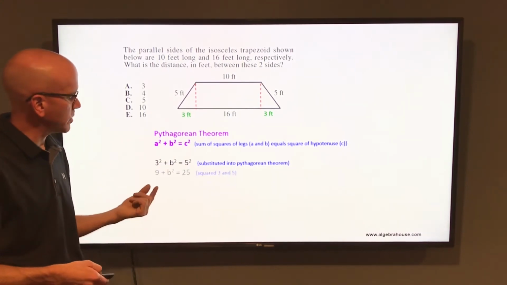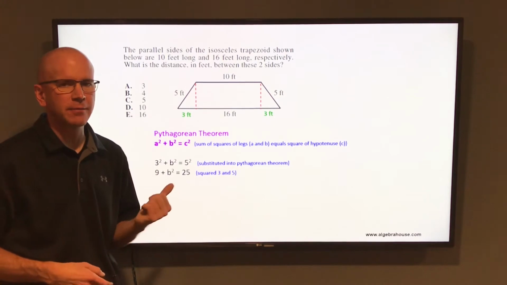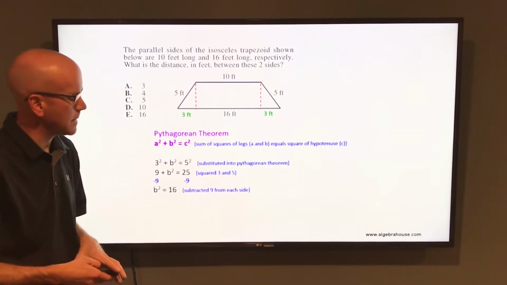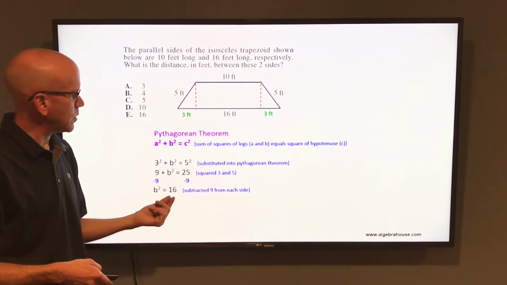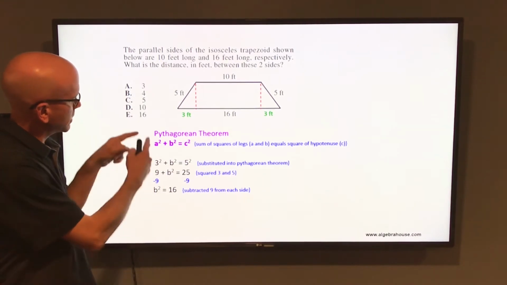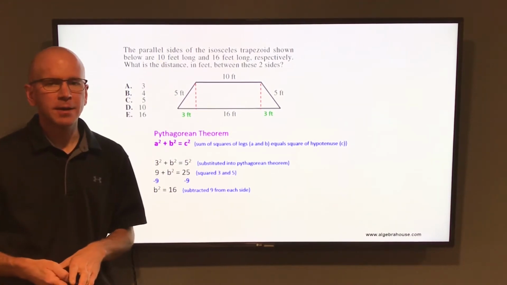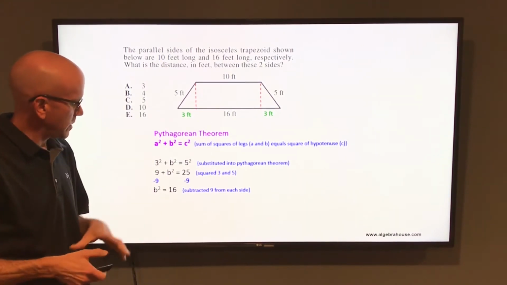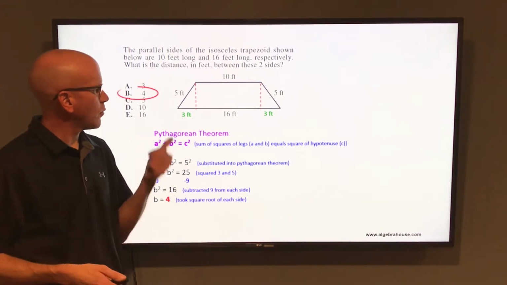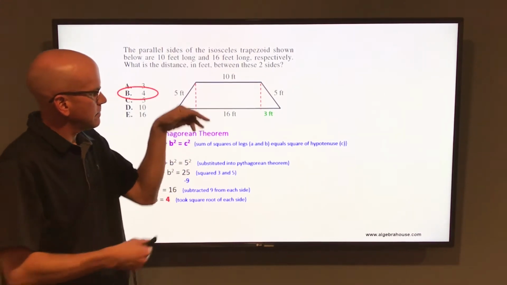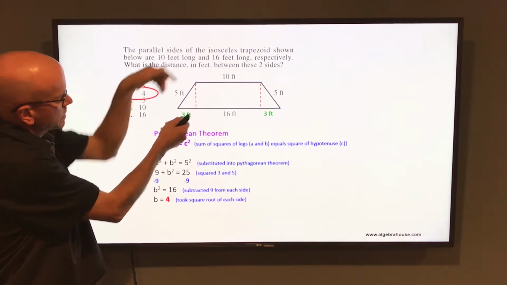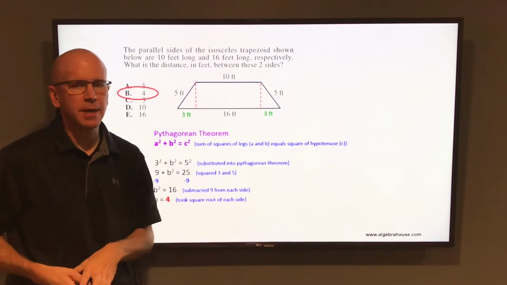That'd be 9 plus b squared equals 25. Subtract 9 from each side. B squared equals 16. And then take the square root of each side. But by the way, notice 16 is an answer. That's not the right answer. Take the square root of each side. Square root of 16 is 4. That distance between the sides of 10 and 16 is 4 using the Pythagorean theorem.